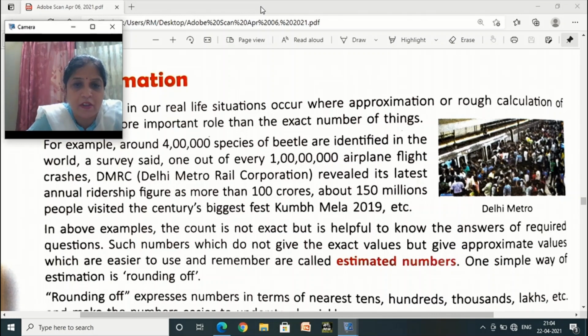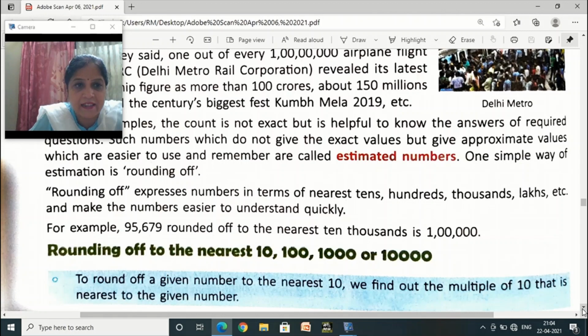Such numbers which do not give the exact values but give approximate values which are easier to use and remember are called estimated numbers. One simple way of estimation is rounding off. Now, what is rounding off? Rounding off expresses a number in terms of nearest tens, hundreds, thousands, lakhs, etc. and makes the numbers easier to understand quickly.